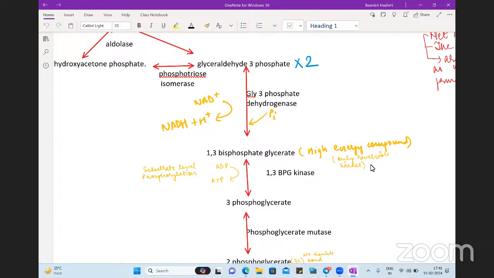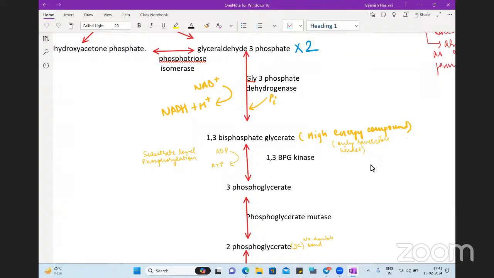Dehydrogenases are those enzymes which remove hydrogen from one substrate and add it on to another substrate. So the hydrogen which this enzyme removed from glyceraldehyde 3-phosphate needs to be accepted by a reducing equivalent, which in this case is NAD+. So NAD+ accepts the hydrogen removed by the dehydrogenase enzyme to form NADH. Now this NADH enters the electron transport chain to form ATP. One NADH will give you 2.5 ATP.